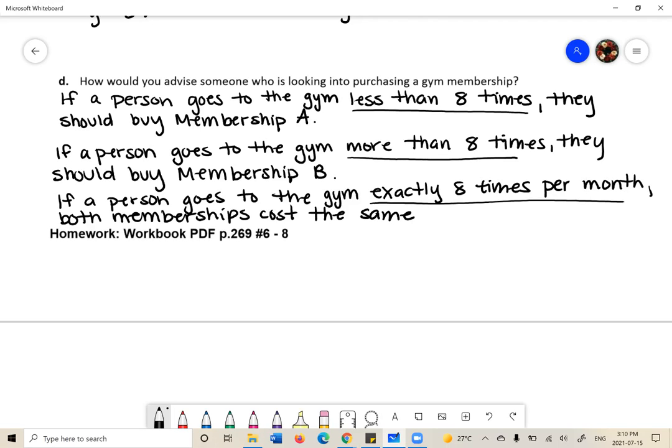There are some homework questions for you here to consolidate your understanding of partial variation. Great job today.